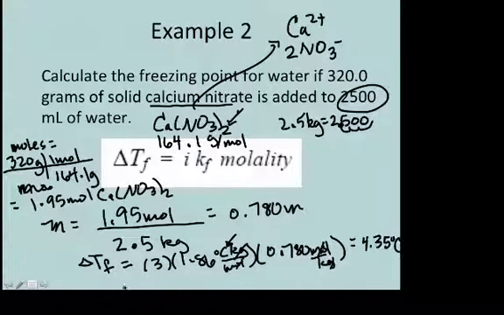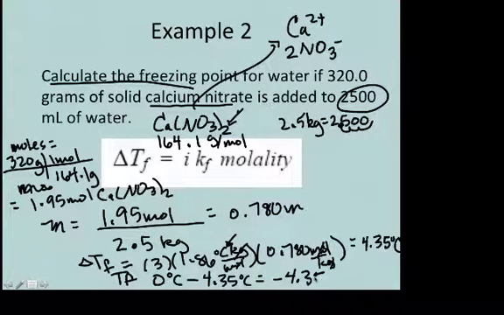That was a lot more than the last change, right? So what's my new freezing point? Because it asks us to calculate the freezing point, not the change in the freezing point. So I take my 0 degrees Celsius that water normally freezes at and subtract from there this change of 4.35 degrees Celsius. And of course I get negative 4.35 is my new freezing point for water when I add calcium chloride. This is why, calcium nitrate.